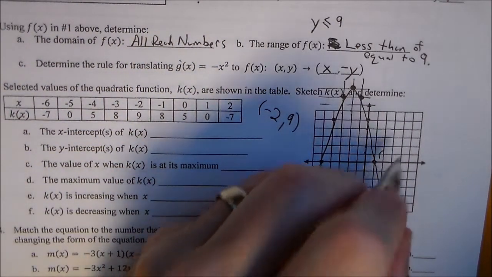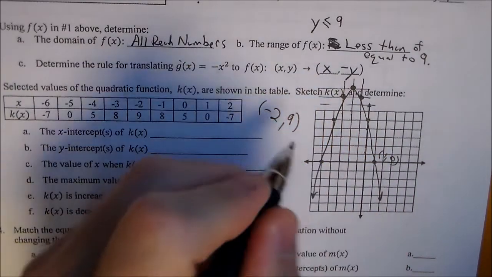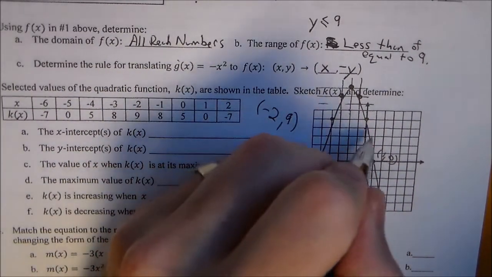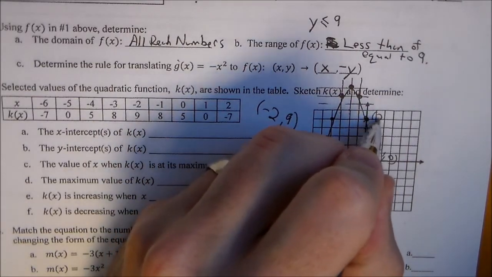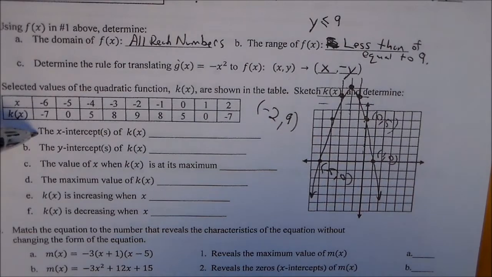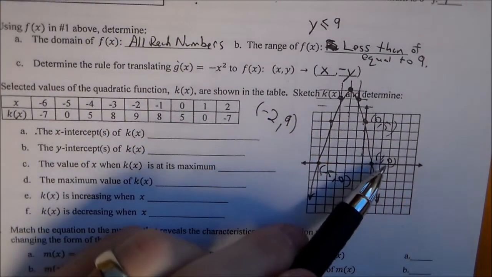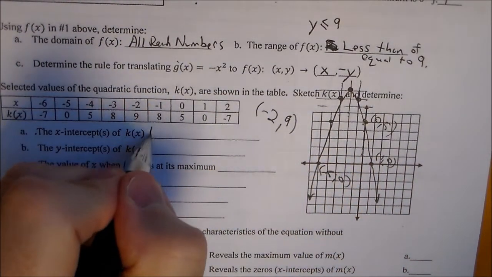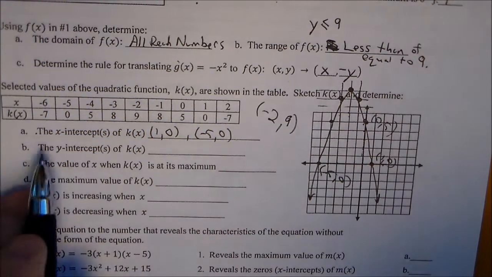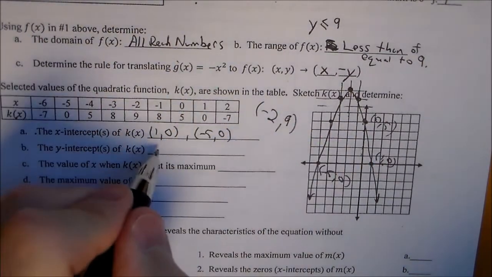It hits the axis here at 1, 0. It hits this one at negative 5, 0. It hits here at 0, 5. Some things that might help me as I go through. So first off, the x-intercepts of k of x. That's going to be 1 and negative 5. So 1, 0, and negative 5, 0. The y-intercept is at 0, 5.